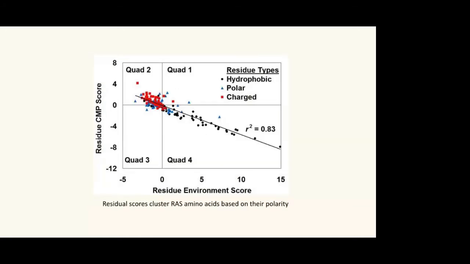And this is also just a different representation of the structure function relationship. Again, the residue environment score is a representation of the structure of the protein, and the residue CMP score denotes the functionality of the resulting mutant. This diagram is also able to split all those different mutations up into the 3 different residue types. And you can see that the R squared value is quite high. It's 0.83. That indicates a pretty strong relationship, meaning that our computational mutagenesis technique worked pretty well.